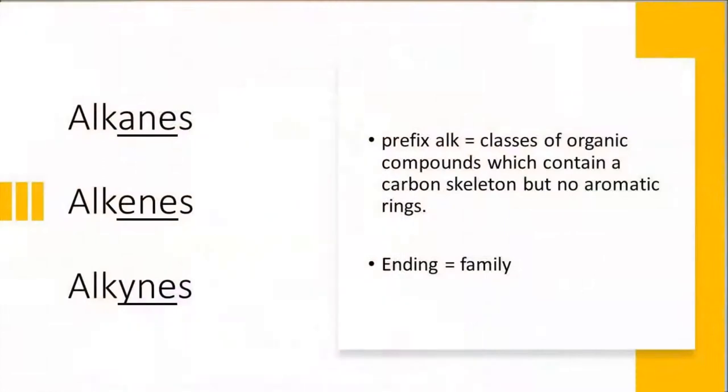What do the names of the families have in common? They all contain the prefix alk. This is used to form classification names for classes of organic compounds which contain a carbon skeleton but no aromatic rings. What is different about the names? The ending tells us what family we are talking about.